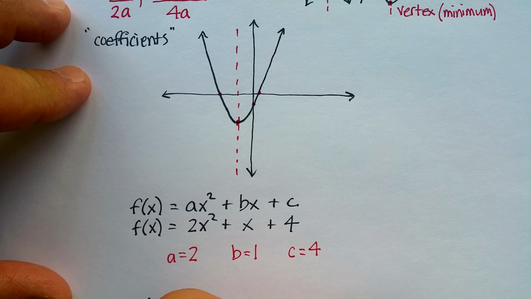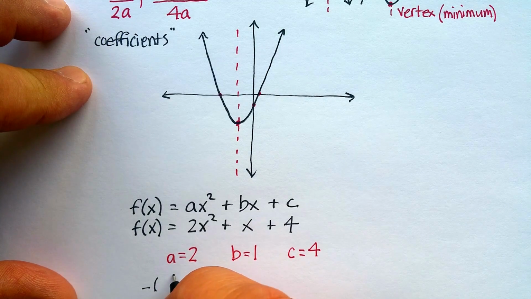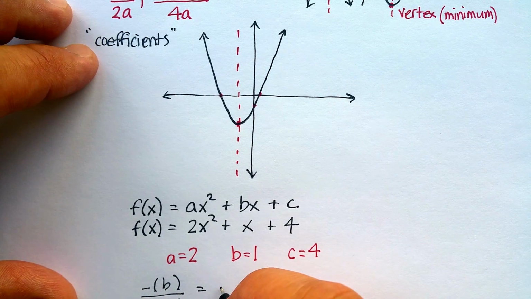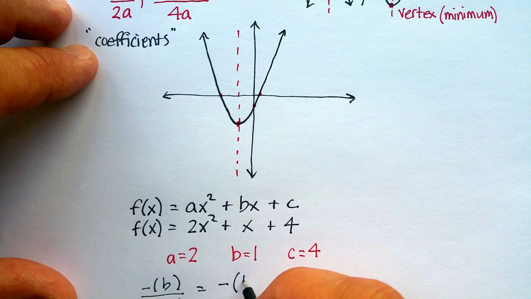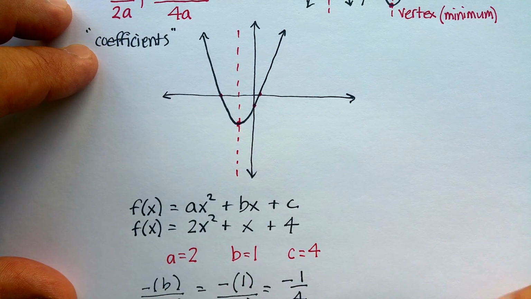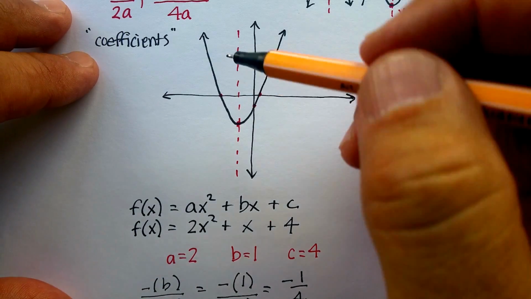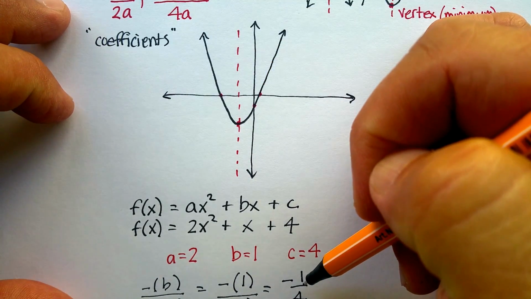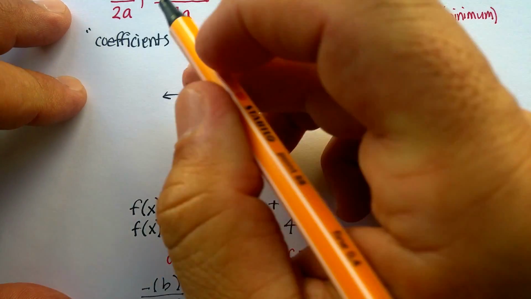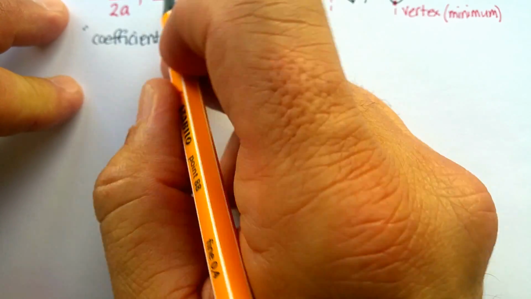So we know negative b over 2a would be the same thing as saying negative 1 over 2 times the a, which we know is 2. This turns out to be negative 1 over 4. So I know now that the axis of symmetry, or just the x value of the vertex, is negative 1/4.